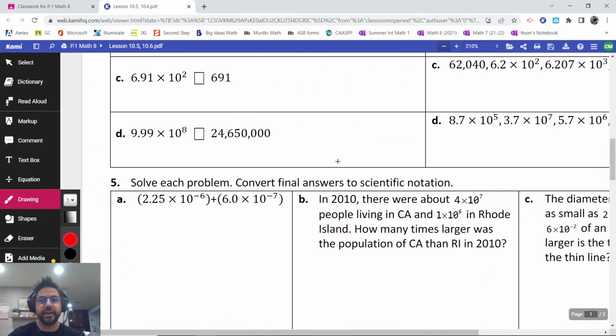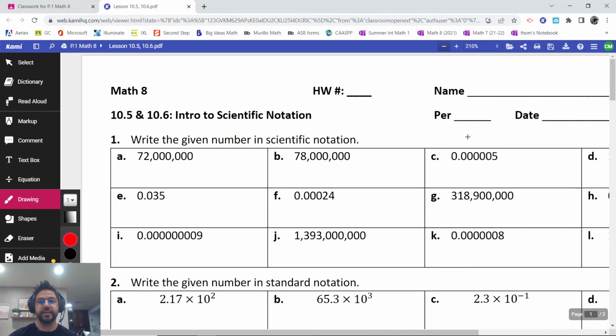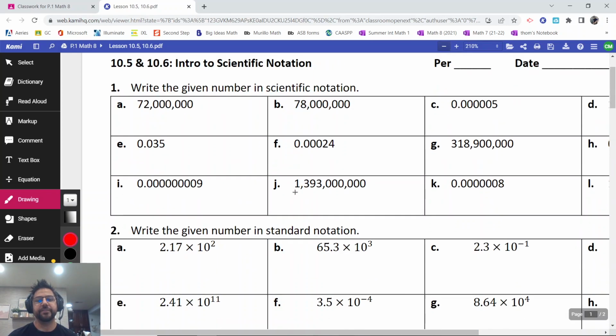All right, this one right here, it says solve each problem, convert final answers to scientific notation. So what you're going to do right now, because we haven't taught you all the other work, is you're going to change this into standard form. So this is a small number, this is a small number, and then you're actually going to add them together. But then your final answer, you're going to write it in scientific notation, just like you did at the top section. So if you have a really big number, remember it has a positive exponent. If it's a really small number, starting with 0 point, you're going to have a negative exponent.